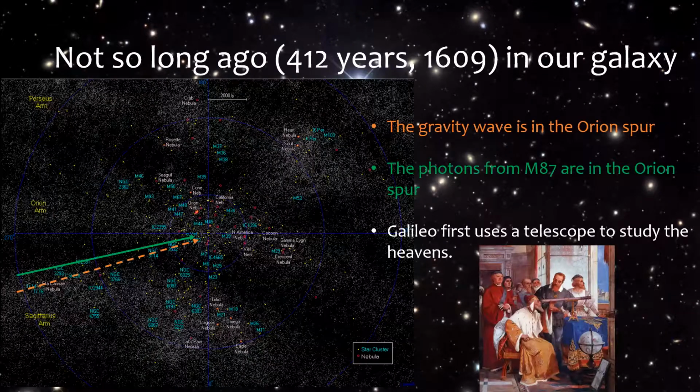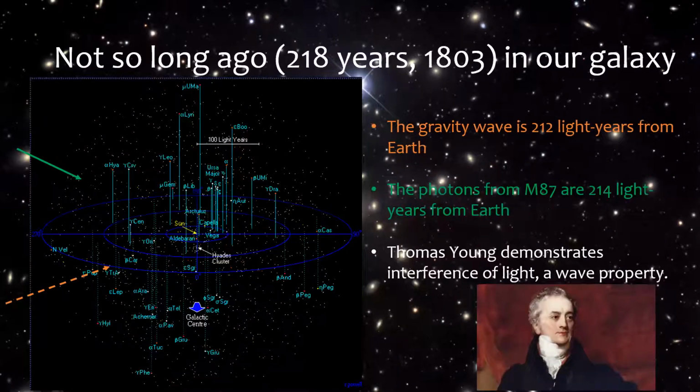411 years ago, or 12 years ago at this point, Galileo first trained a telescope on the heavens, discovering that Venus goes through phases like the moon, and Jupiter has its own moons. At this point, those two signals entered the Orion spur of the Milky Way's Sagittarius arm, where the sun is located. At the beginning of the 19th century, the signals were a little over 2 light centuries away. At this point, in the development of human knowledge, Thomas Young demonstrated that light behaves like a wave.